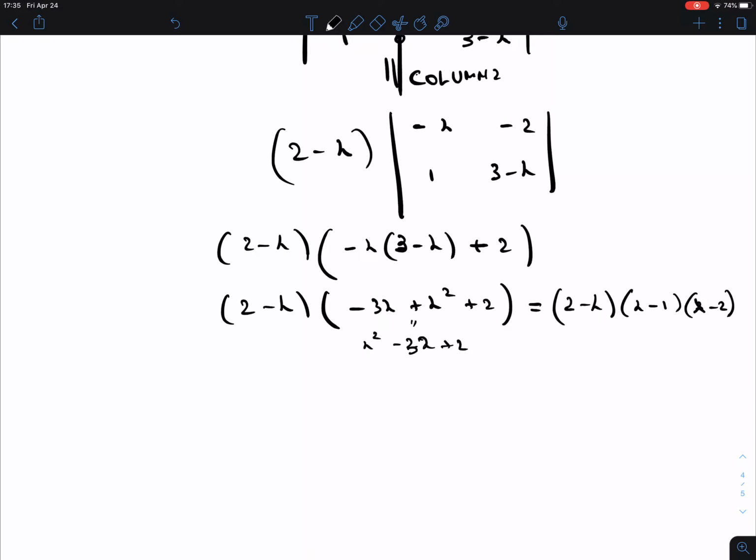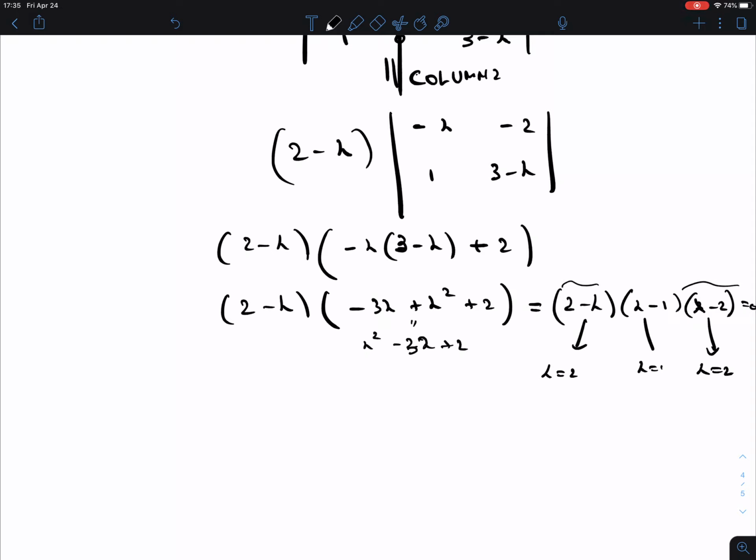Yeah. Okay. So what are the eigenvalues now? Well, put this equal to 0 and you find lambda is 2. Put this equal to 0, find lambda is 1. Put this equal to 0, you get lambda is 2. Notice it looked like these are two different factors, but they are actually the same except for the negative sign.